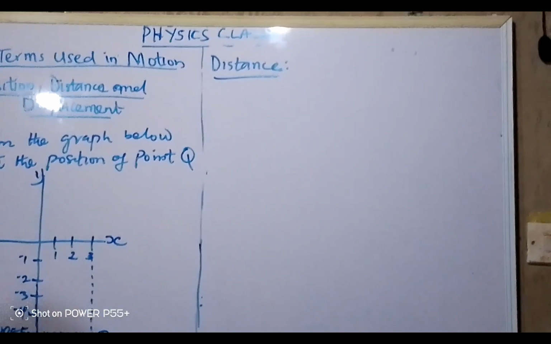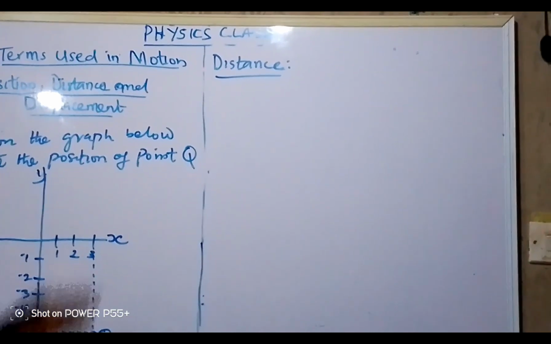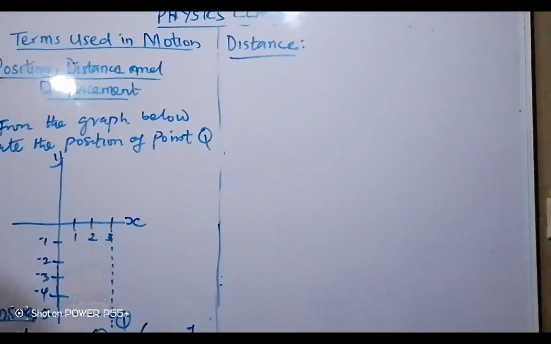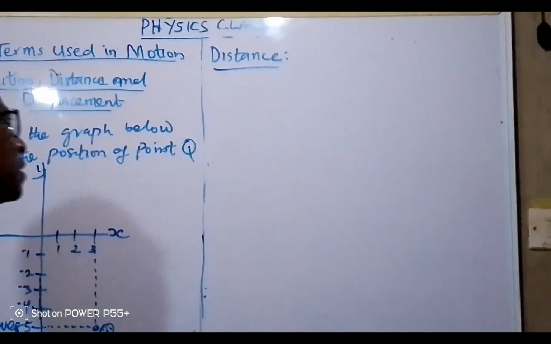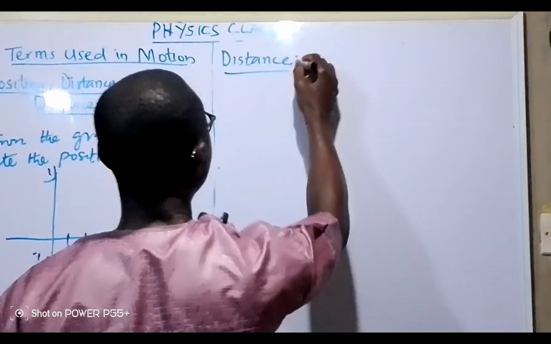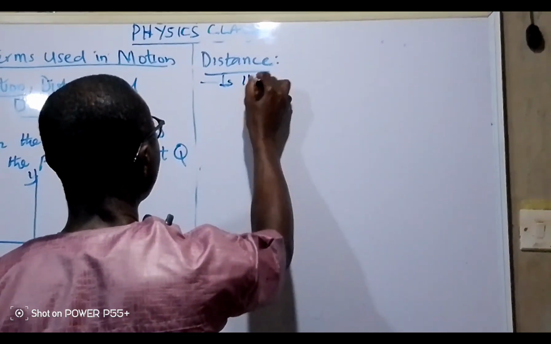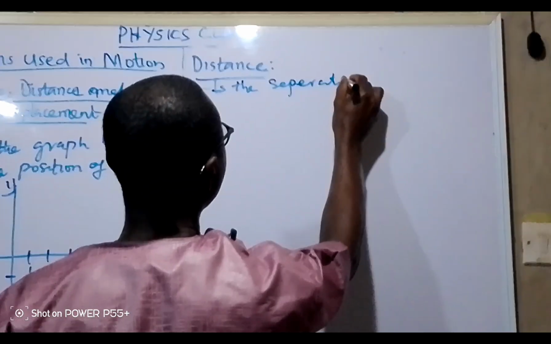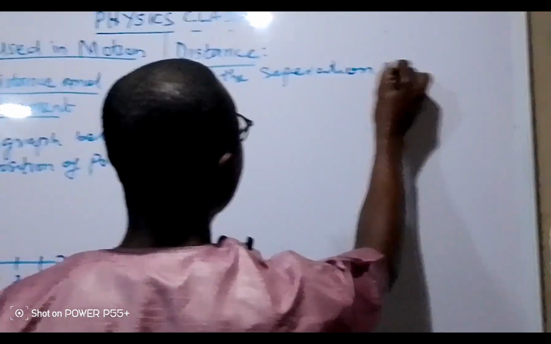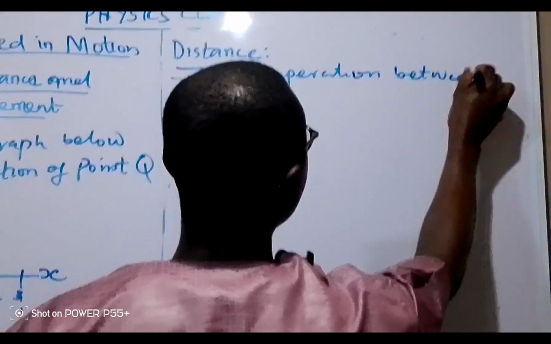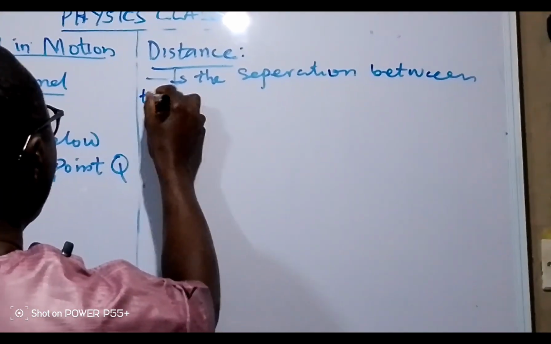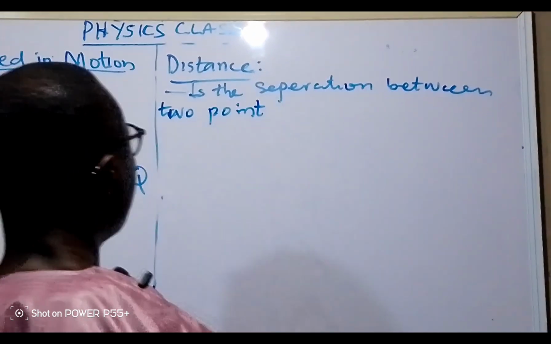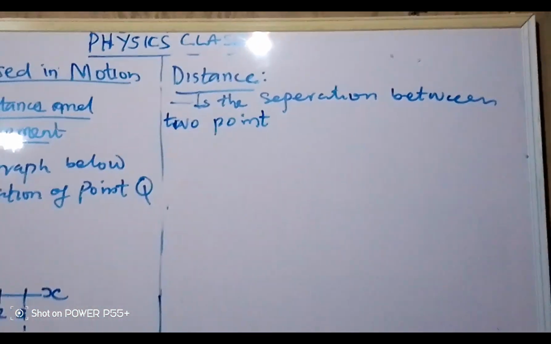Now, let's move to distance. When we get to examples under distance, we will have more examples under position. Now, distance is the separation between two points. That is the separation between 2 points. That's the definition of distance.